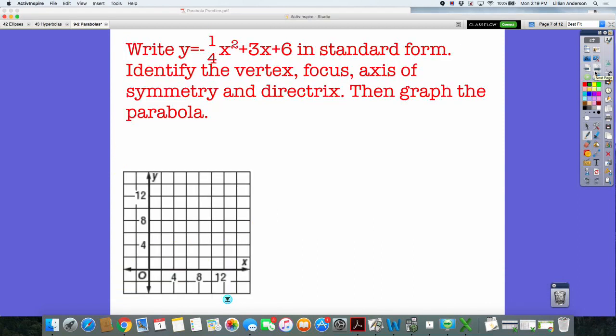Here's the next example. It is y equals -1/4 x squared plus 3x plus 6. It says that we're going to write that into standard form, then identify all the good stuff and then graph it. Okay?